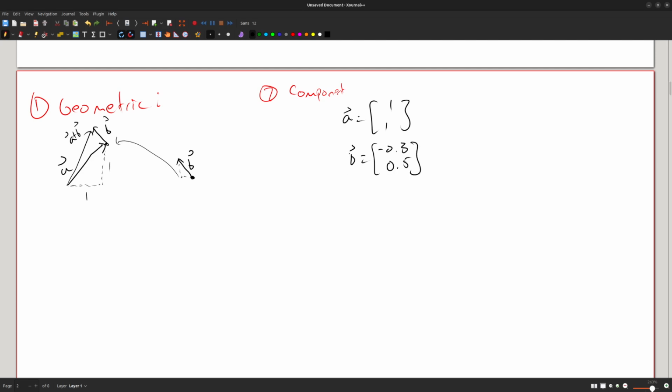direction. And then you can simply add them together component-wise. A plus B equals (1, 1) plus (-0.3, 0.5), which is equal to (0.7, 1.5). And then that is A plus B. And then you can always go from a drawing to these and then back from these to a drawing. And so that's one definition of a vector.